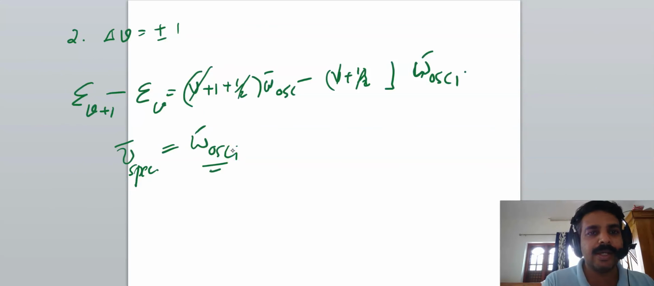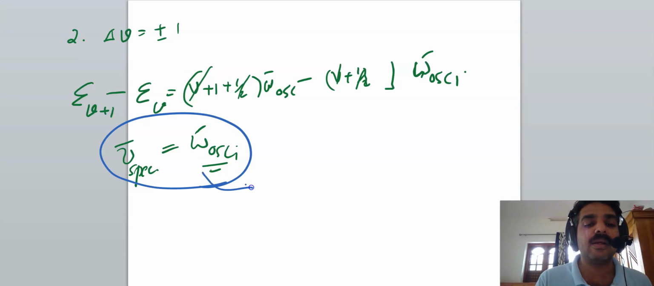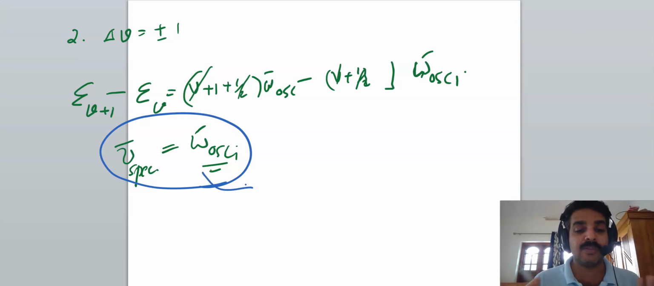So it is very interesting that we get only one line in the simple harmonic oscillator approximation, and that is equal to the fundamental vibrational frequency of the molecule. That is, the frequency of the spectral radiation is also equal to the frequency of the fundamental vibration of the molecule. We get only a single line in vibrational spectroscopy. Are you clear? And that is about the simple harmonic oscillator approximation.